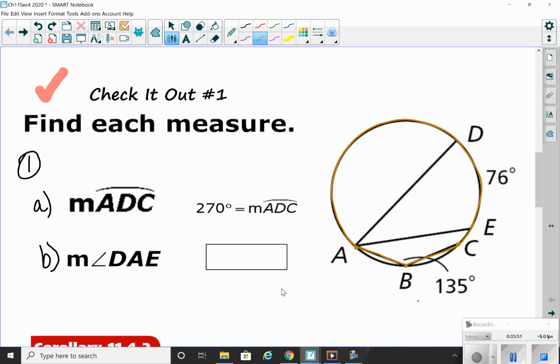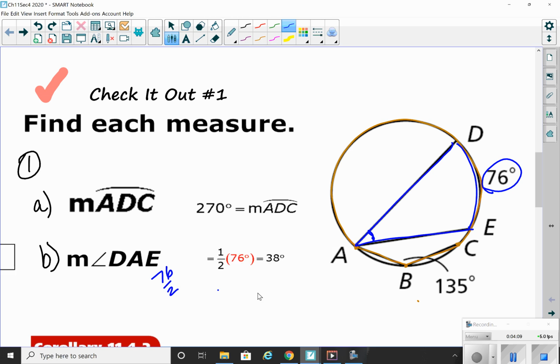The measure of angle DAE, if I look right here, DAE, that's an inscribed angle, and this angle is an inscribed angle across from this arc that's 76. So if I take 76 and cut it in half, I think I get 38. Yep, 38. So there's two quick applications of that theorem.